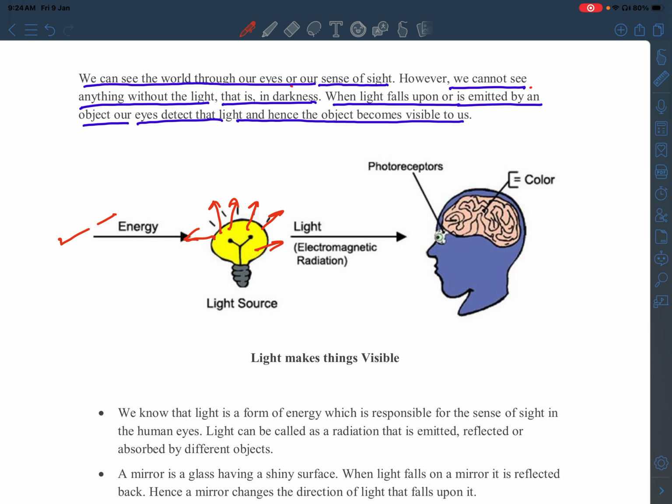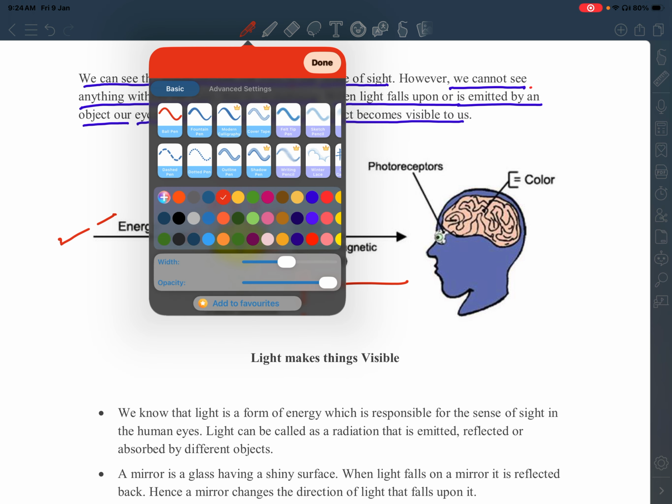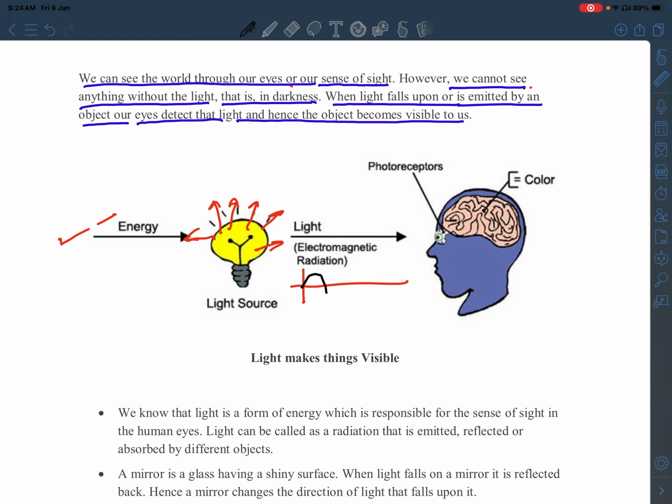Now the light travels in the form of electromagnetic radiation, in the form of waves. This is called a transverse wave. Light always travels in a transverse wave. So when the light reaches our eyes, we are able to detect and see the object through our light sensitive cells, that is rod cells and cone cells.